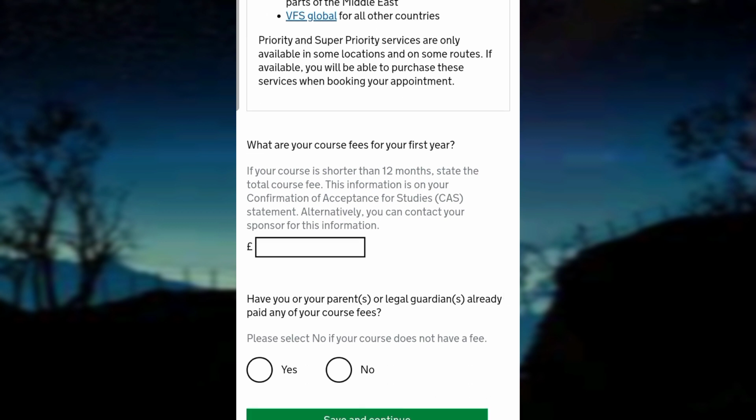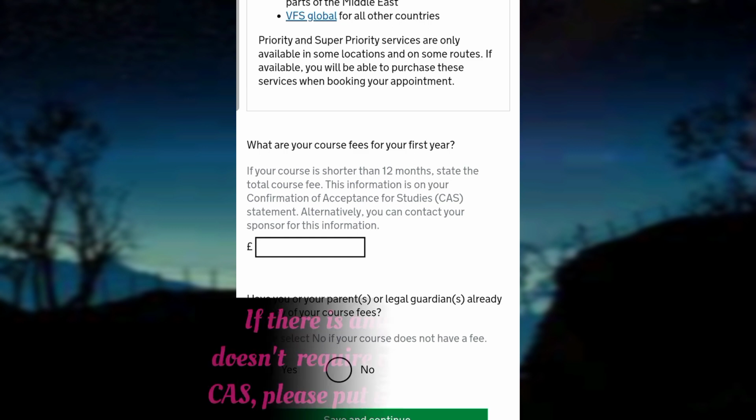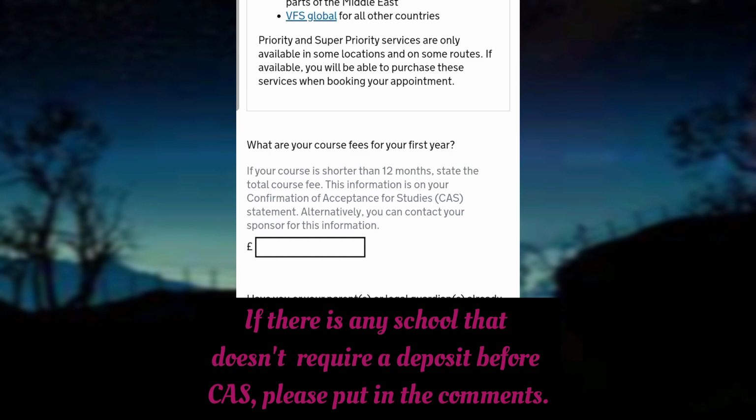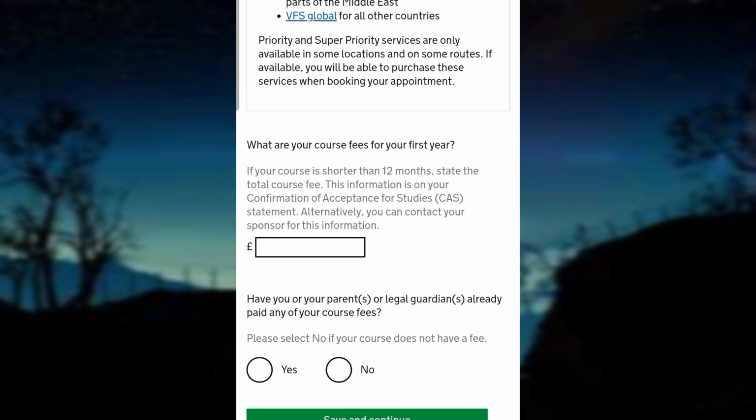So the next question just asks, have you or your parents or legal guardian already paid any of your school fees? Please select no if your course does not have a fee. Now this one is, have you paid anyone or have you not paid? So for people who have made deposits, of course you will go ahead and say yes. And if you've not made any deposits, you should not be here really, because I don't know any school that will give you a CAS without deposits at this time. So most times the answer to this question will be yes, because you would have made deposits.